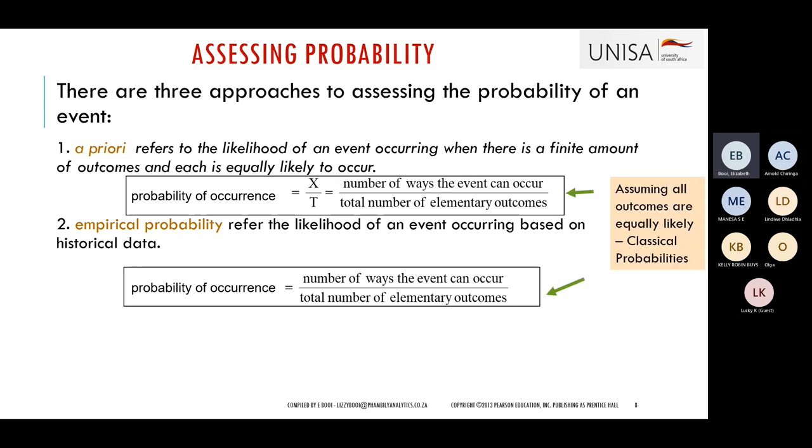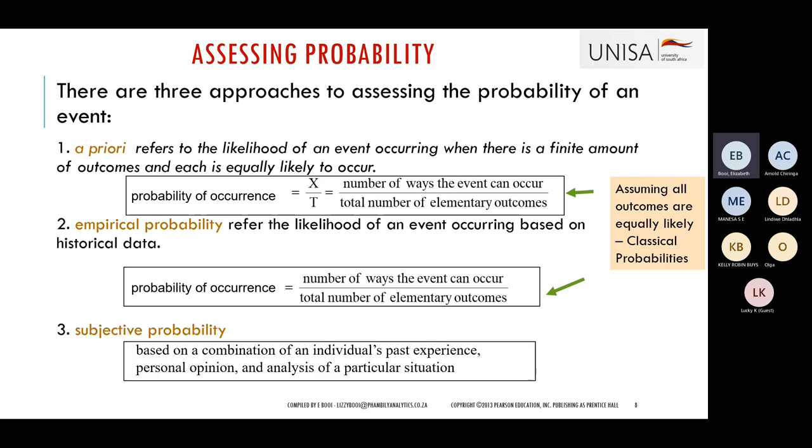And these two are both also called classical probabilities. The last one is a subjective probability. This one is used mostly for research, for those who do qualitative research more, because this is a subjective probability. It is based on your individual past experience, personal opinion, and the analysis is based on a particular situation. And you can use this also to assess how you're going to calculate the probabilities. This, like I said, I'm not going to go into detail in terms of them.